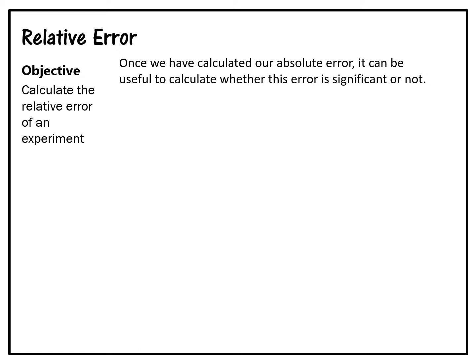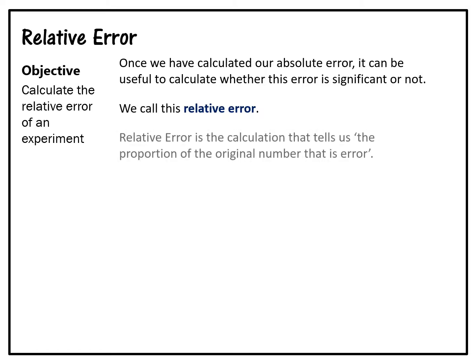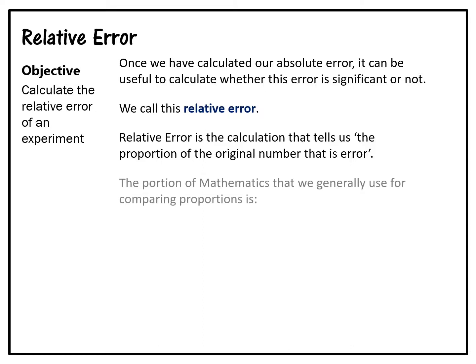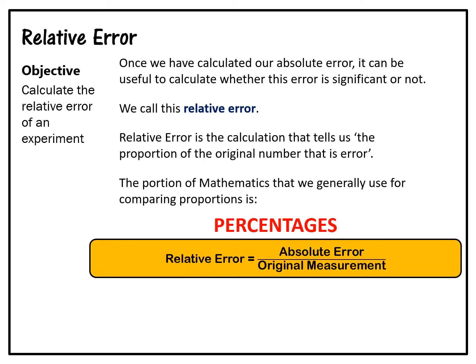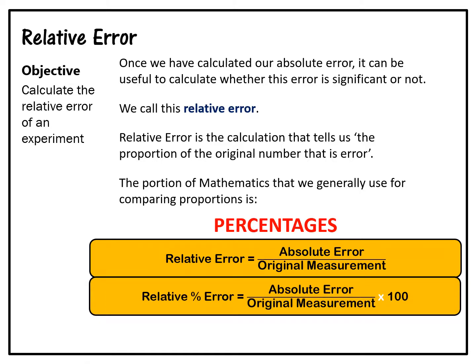Once we've calculated that absolute error, it can be useful to calculate whether the error is significant. So we are going to use a measure called relative error, and it's our second learning objective, where we calculate the relative error of an experiment. Relative error is the calculation that tells us the proportion of the original number that is error. And this portion of mathematics that we generally use for comparing proportions is percentages. So while relative error can be measured by taking your absolute error and dividing it by your original measurement, we more usefully look at the relative percentage error, where we do that same calculation of absolute error divided by original measurement and multiply it by 100.